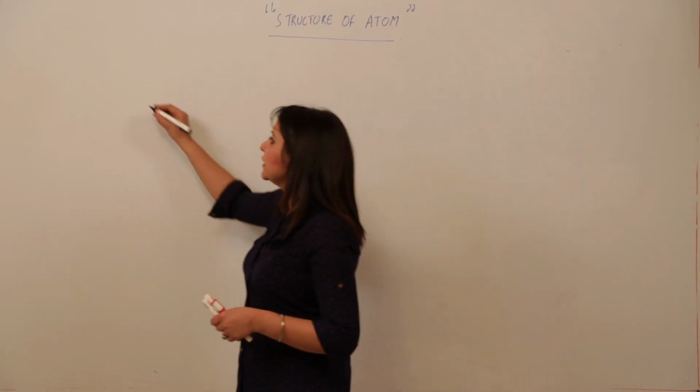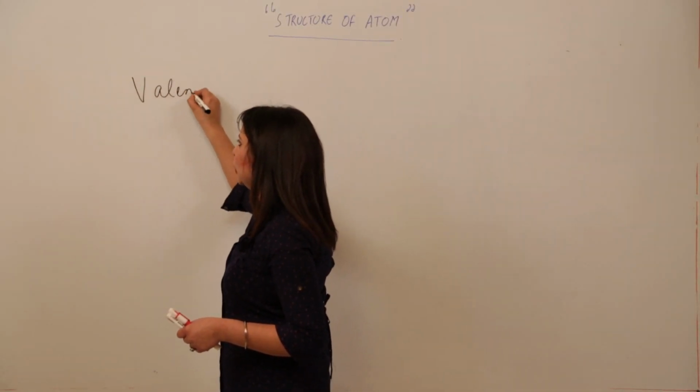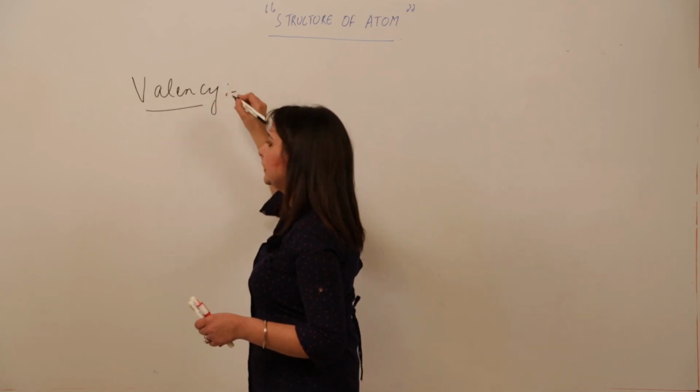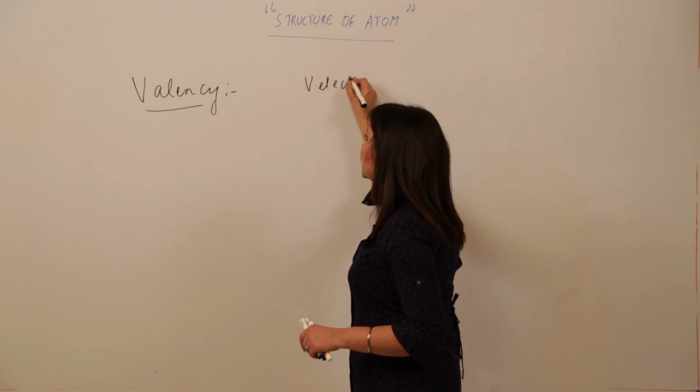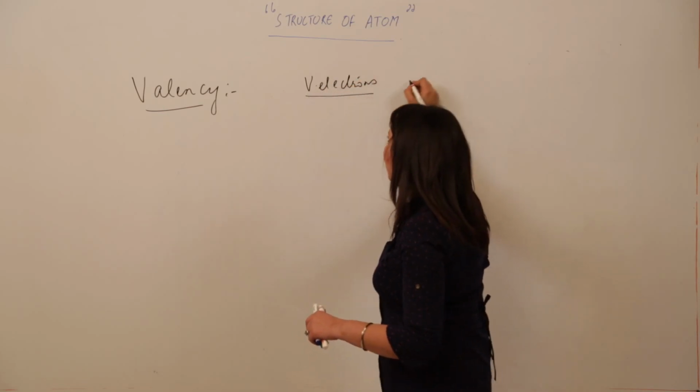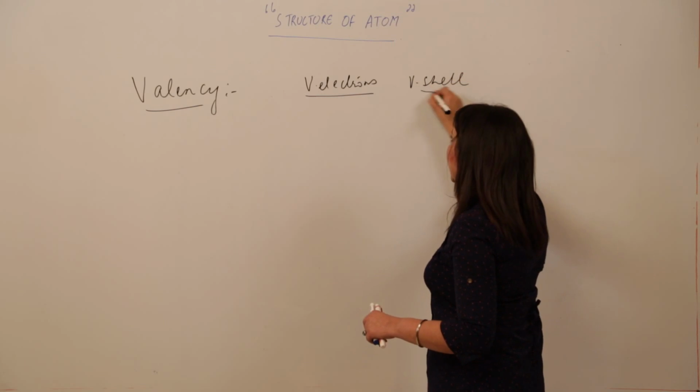Now we are going to start with the valency. Now what is the valency? First of all, you should know what valence electrons are, because before we take it up, we should be familiar with valence electron and valence shell.